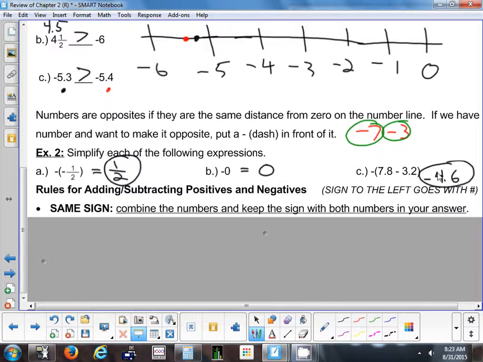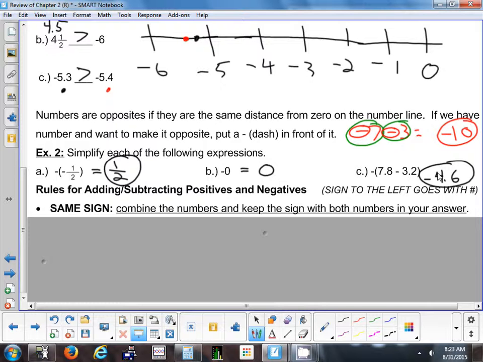You get 10, right? So right now, I'm just going to put equals 10. I want to combine the numbers, which I just did, and then keep the sign with both numbers in your answer. So what sign, Caitlin, is with both of my numbers? The negative, right? The negative here, the negative there. So all I'm going to do is just bring it over. I'm going to keep the sign, which is negative, and it's going to combine the two numbers.